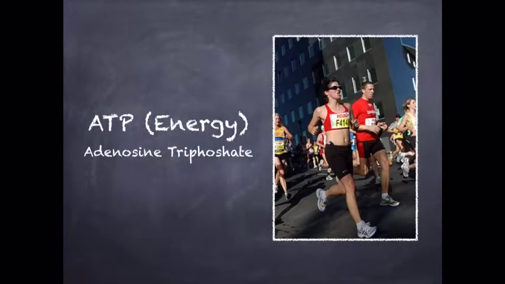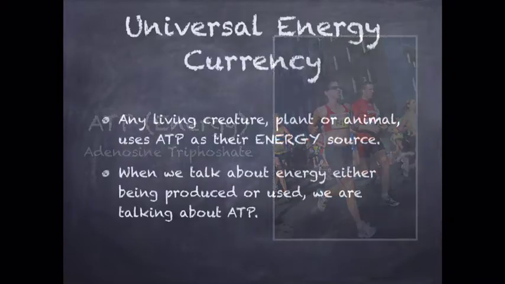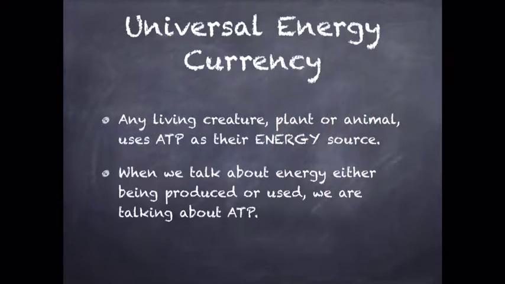Next, we are going to talk about ATP. This is energy. ATP stands for adenosine triphosphate. Okay, ATP is the universal energy currency. Any living creature, plant or animal, uses ATP as their energy source. When we talk about energy either being produced or used, we are talking about ATP.